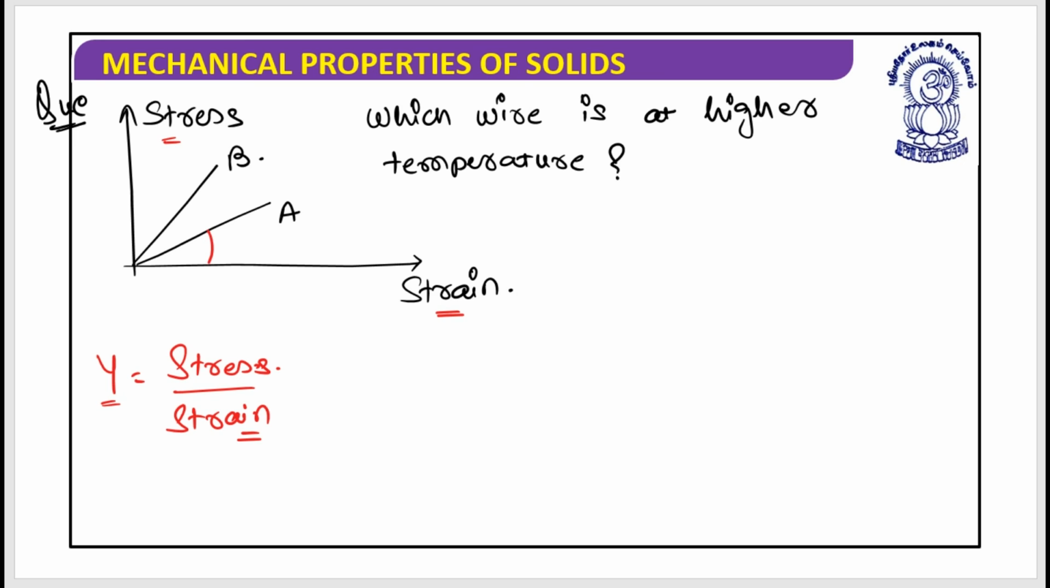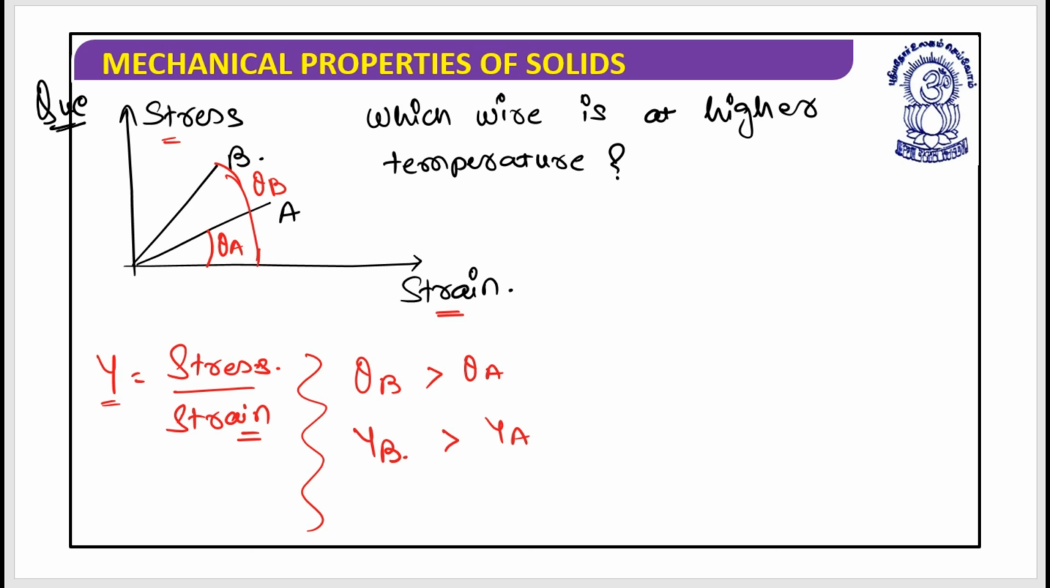And you understand that to find out the slope, we have two options, theta A and theta B. It is something like this. As theta of B is greater than theta of A, that means Young's modulus of B material is greater than Young's modulus of A material.